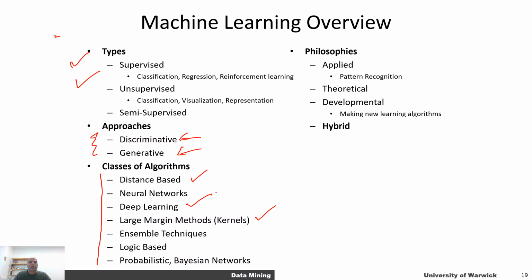We'll be talking about deep learning models and neural networks. We'll be talking about ensemble techniques in which you can combine the output of different machine learning models. We wouldn't be covering as much about Bayesian networks or probabilistic or logic-based models in this particular module, but those are also very interesting types of algorithms used in data mining and in machine learning. So that's the overall view of what we'll be talking about.